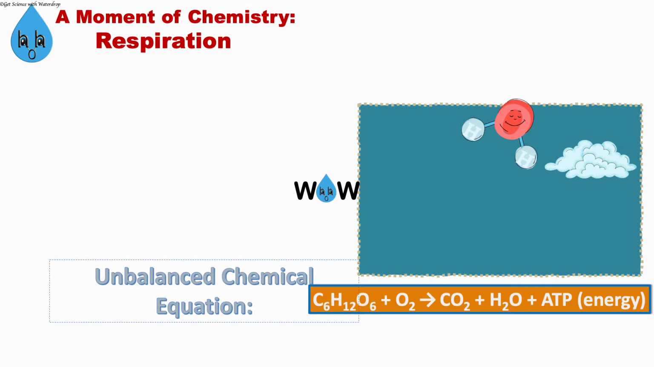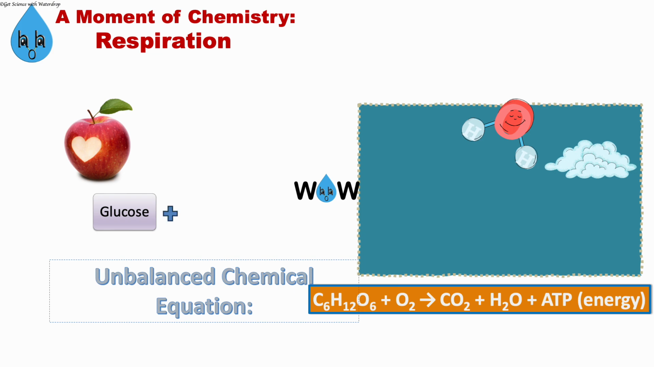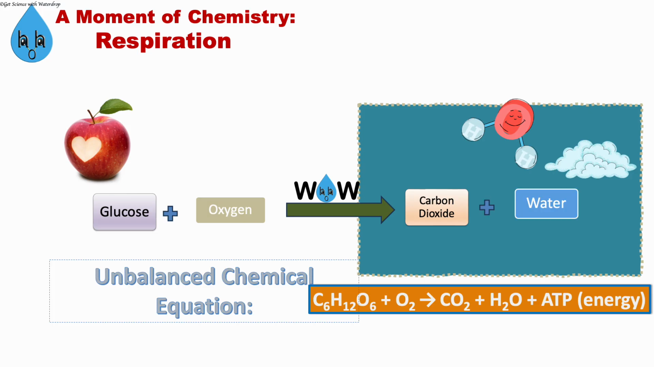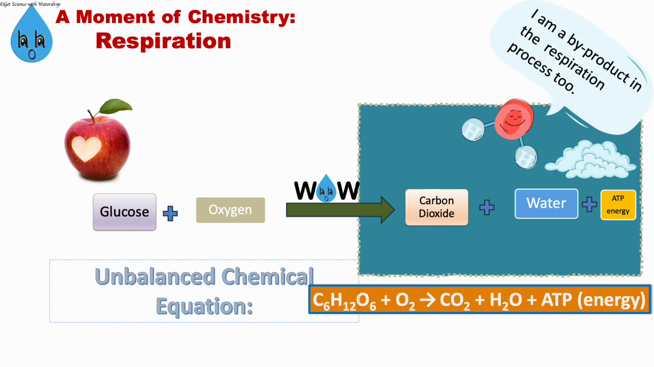Now let's break it down with a moment of chemistry for respiration. Glucose or sugar, for example, this apple that you eat, retrieved from plants, is a primary fuel for cellular respiration. Oxygen is required to break the glucose molecules down, and then the energy released is stored, called ATP. And of course, we have carbon dioxide and water as byproducts. Yep, that's me. You guessed it. So I am also needed in respiration.